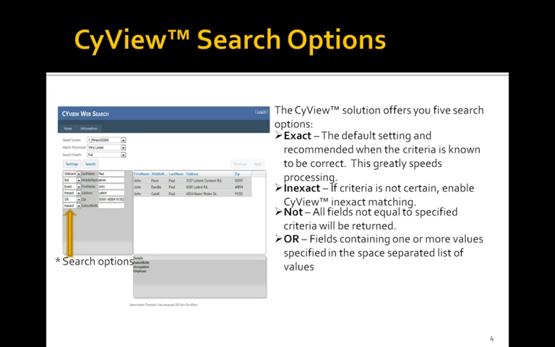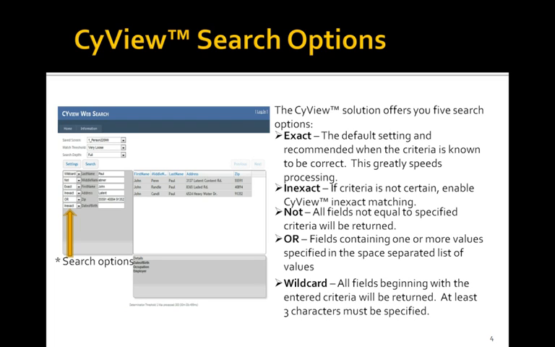Or can be used for code fields such as zip codes, state codes, etc. Fields containing one or more of the space-separated values in this field will be returned. And finally, wildcard. All fields beginning with the entered criteria will be returned. Note that at least 3 characters must be specified for this field. These options can be set by the user at search time. Where appropriate, feasible, or desired, the options may be set by the developer when a search screen is being developed. We'll address how this is done in a minute, but first let's step through an example using these 5 options.